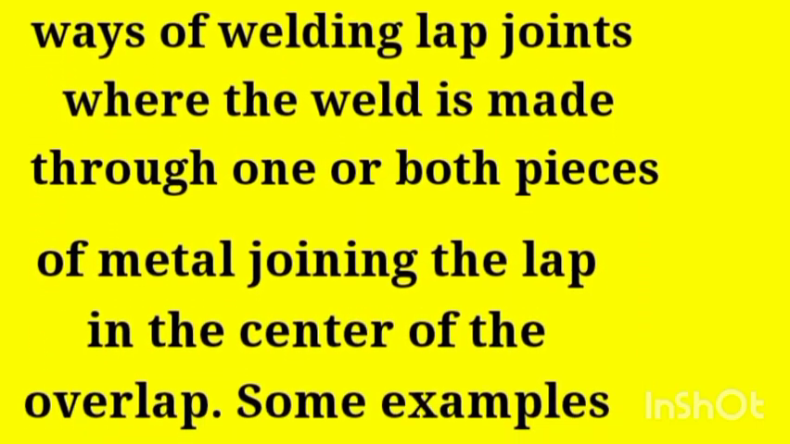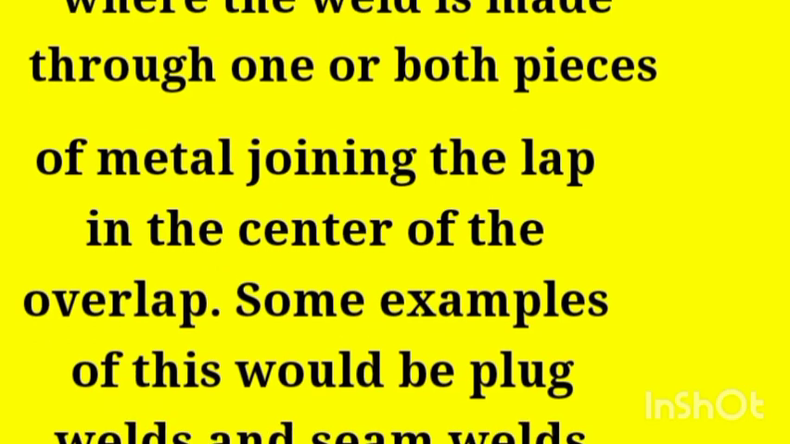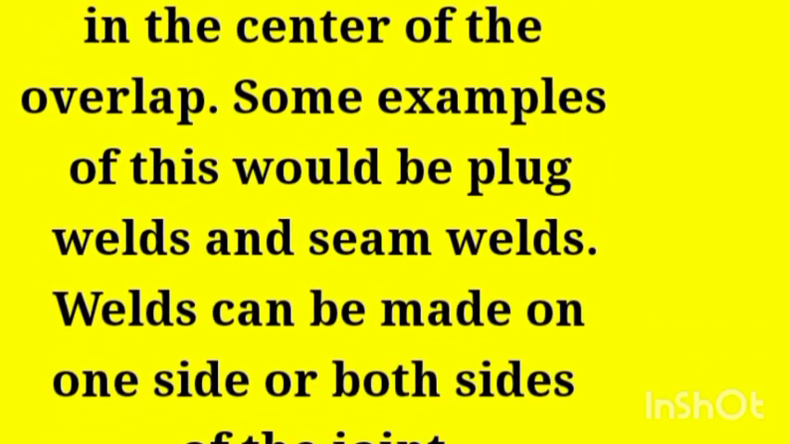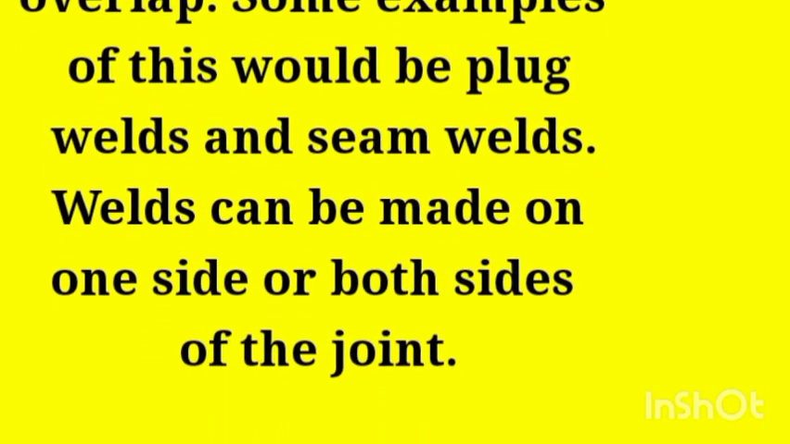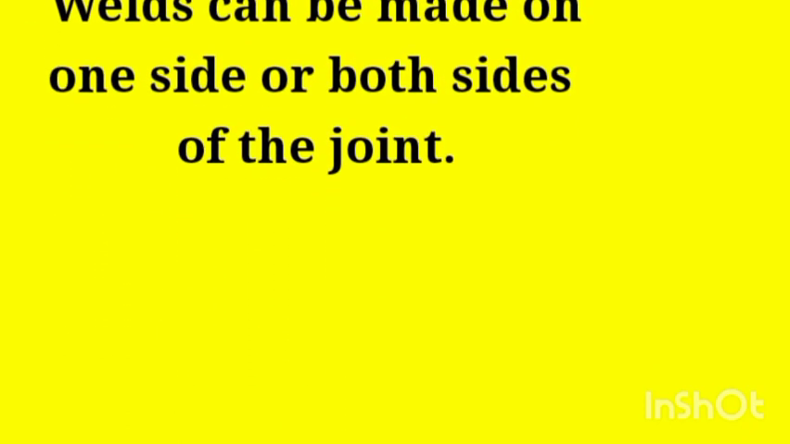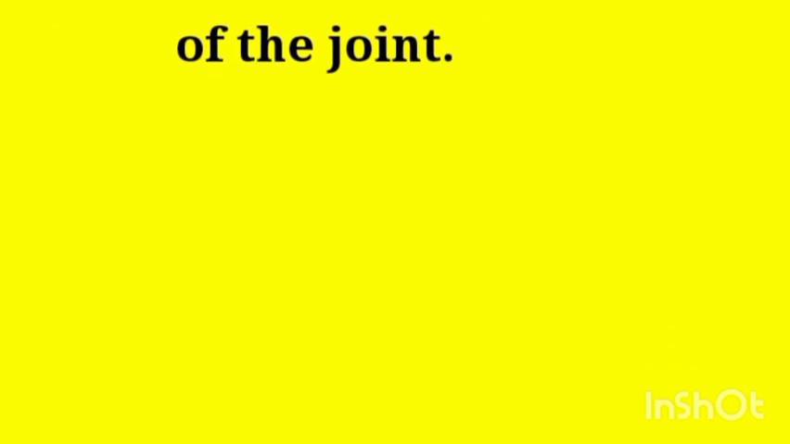There are several alternate ways of welding lap joints where the weld is made through one or both pieces of metal joining the lap in the center of the overlap. Some examples of this would be plug welds and seam welds. Welds can be made on one side or both sides of the joint.